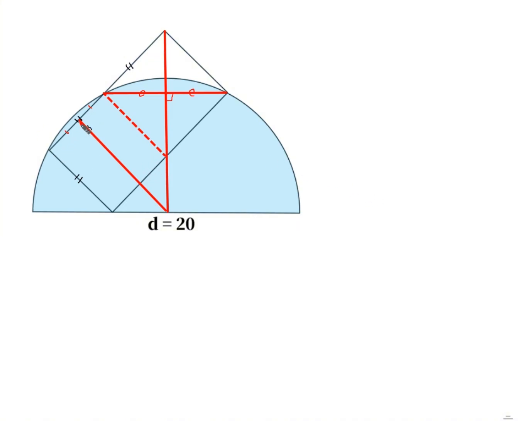At first, we call this length x, and here x is 2x. This length is 2x, 2x. Then this length is 2 root 2x.